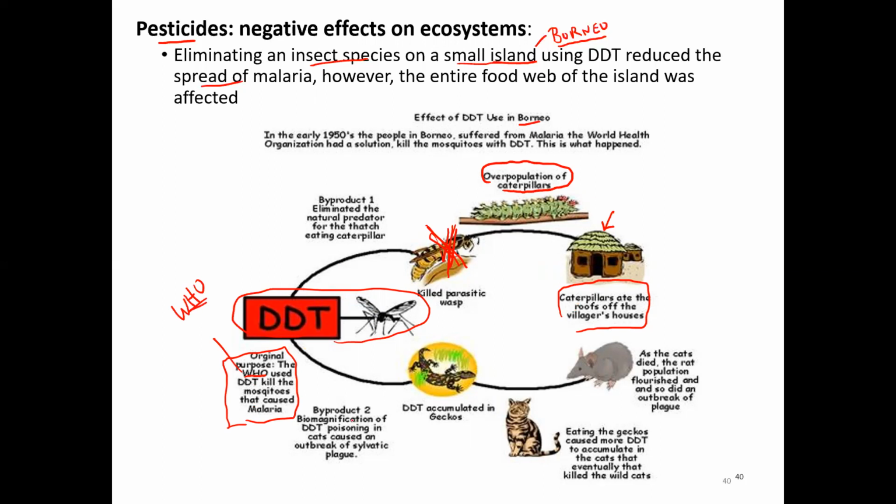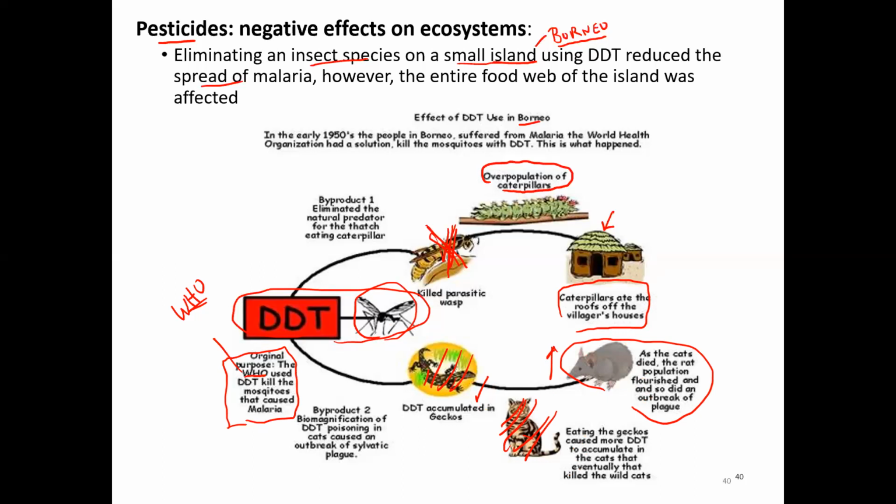So the byproduct of biomagnification of DDT, poisoning in cats, caused an outbreak of plague. DDT accumulated in geckos, and eating geckos caused more DDT to accumulate and eventually killed the cats. The wild cats died off because of this food chain. As the cats died, the rat population flourished, and so did an outbreak of the plague. Now the rats go up, and we get both plague and homelessness on the island of Borneo, all because you're trying to get rid of the mosquito.